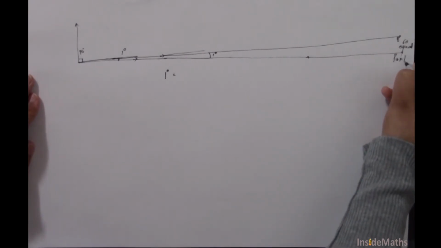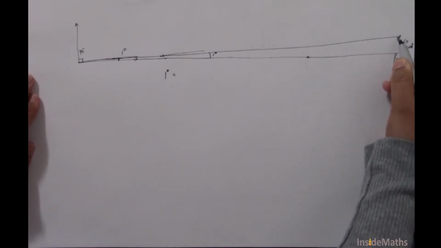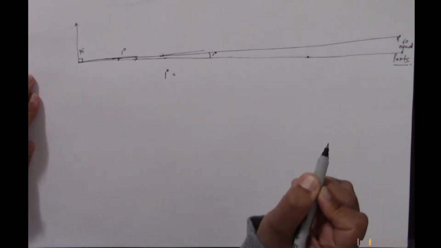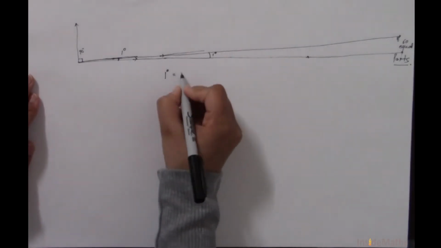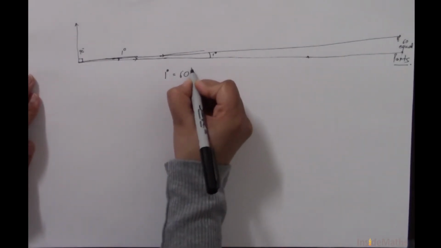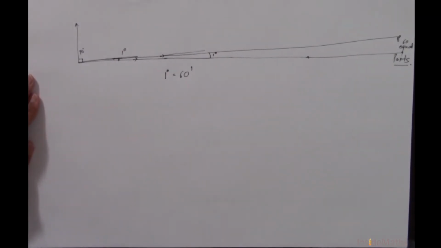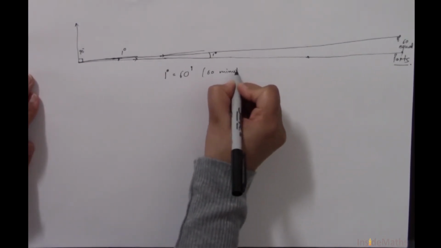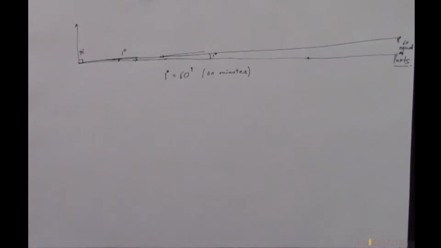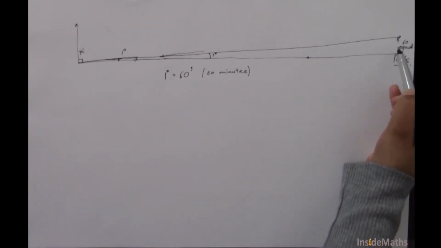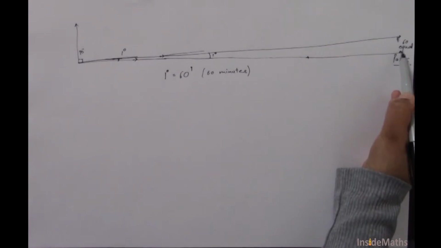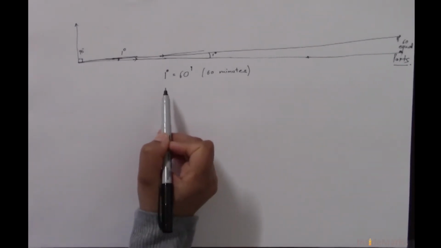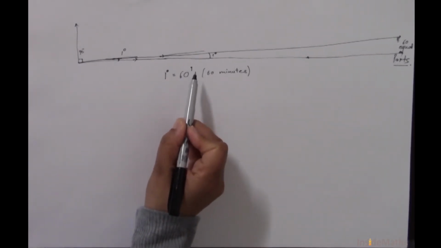then each part is called 1 minute. That means 1 degree is equal to 60 minutes, and we write it as 60 apostrophe. These are 60 minutes. I'm not showing this division, but when we divide 1 degree into 60 equal parts, that's how we get 1 degree is equal to 60 minutes.